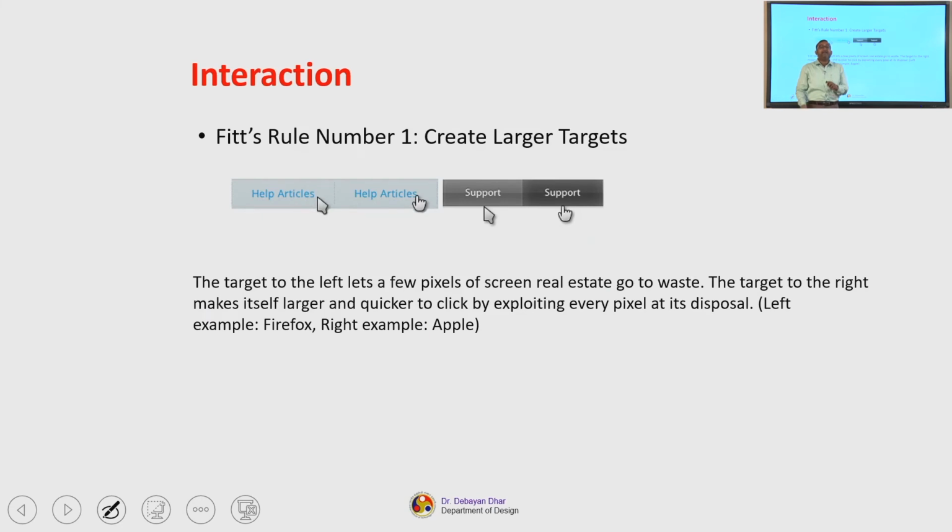How do we understand this practically? Let us take this example. Fitts rule number 1: create larger targets. What you see here in this image are two buttons. The target on the left lets a few pixels of the screen real estate go west. It means that unless your cursor is on this text, the hand icon does not appear. Otherwise, the cursor symbol does not get converted into the hand icon that means it is clickable.